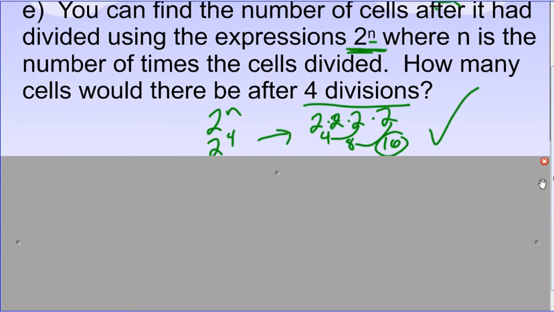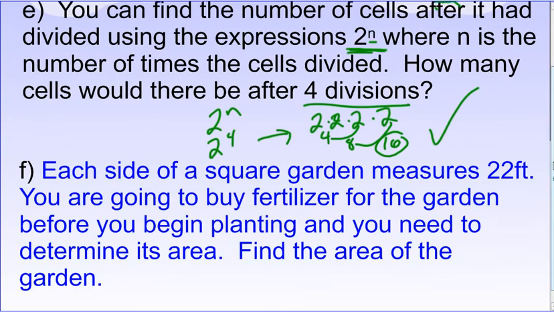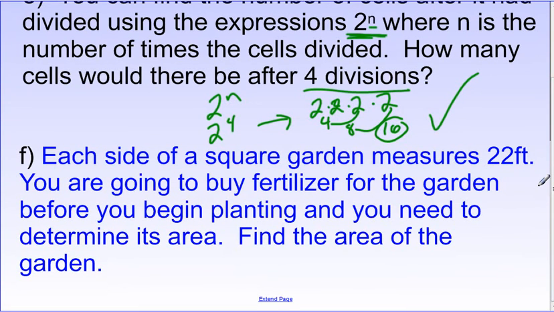Letter F, I would like you to copy down and do on your own. It says each side of a square garden measures 22 feet. You're going to buy fertilizer for the garden before you begin planting, and you need to determine its area. Find the area of the garden. Now, I'm going to give you the formula for area, in case you don't remember. The formula for the area of a square is you take length times width. So if you need to, draw yourself a picture of this garden and then find your area. Go ahead, pause the video, do it now, and we'll get back together in just a second.